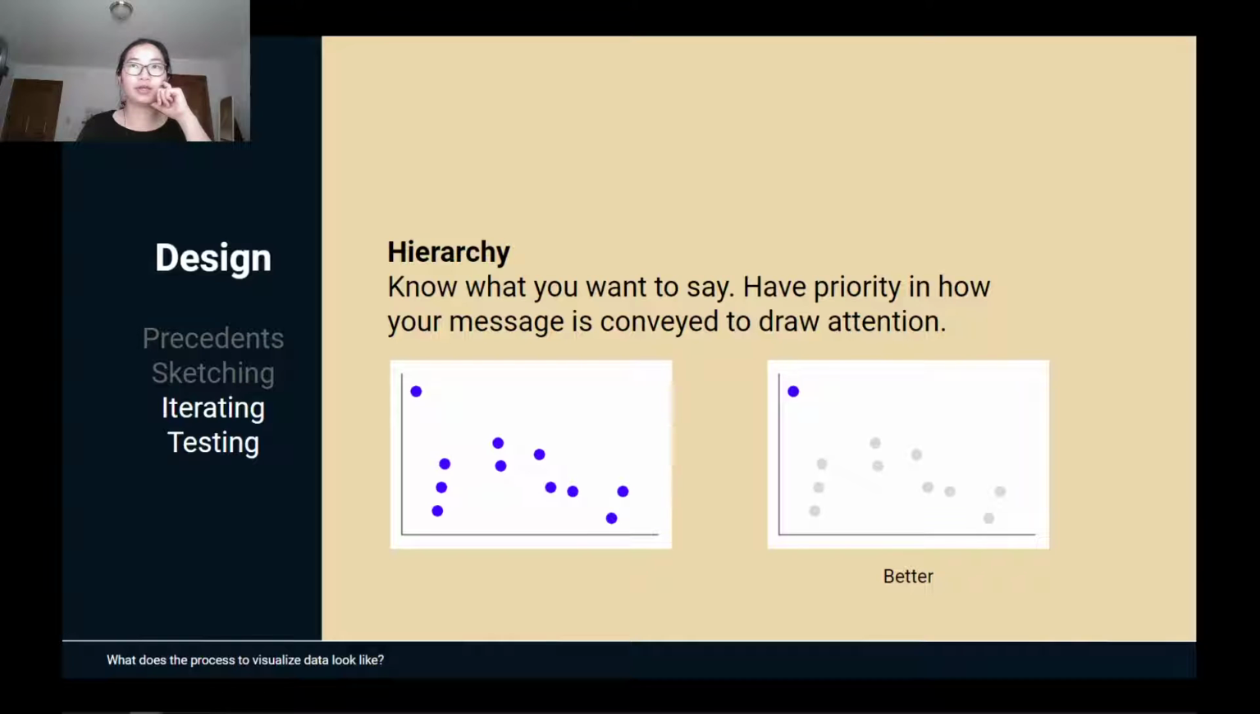Hierarchy. So hierarchy is, I think the best way to understand it is understanding how to focus attention. So it goes back to knowing what you want to say, right? Understanding what your key message is. Because if you know what you want to say, you can do this.